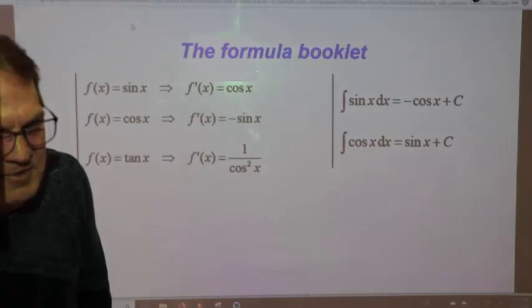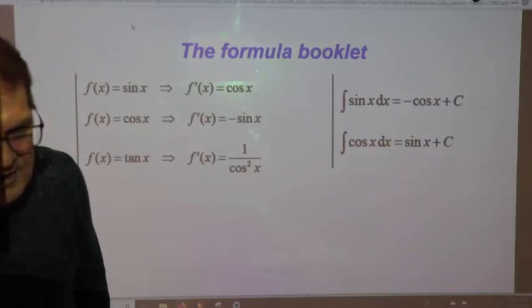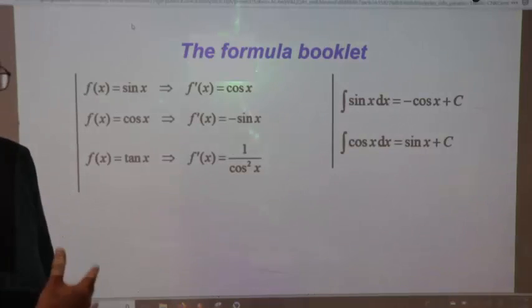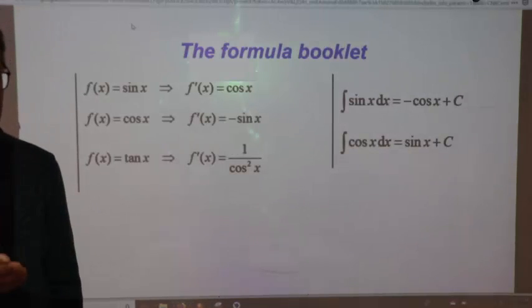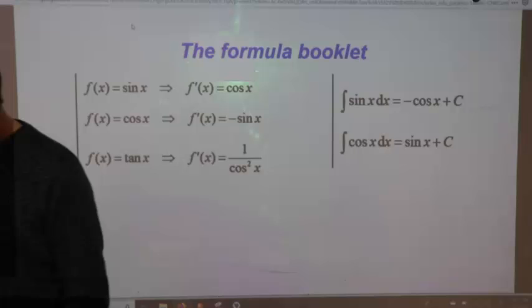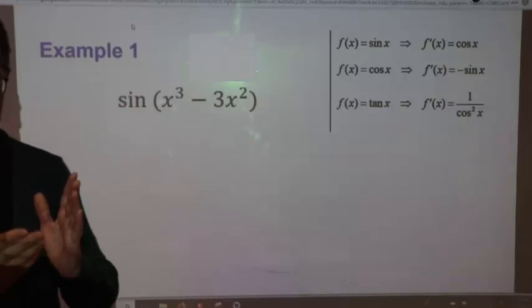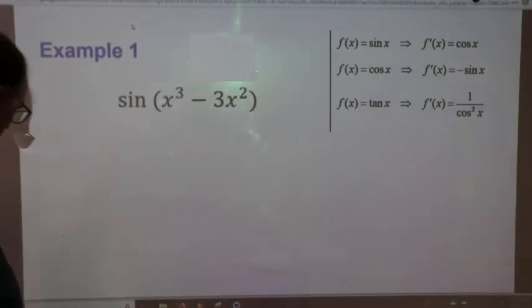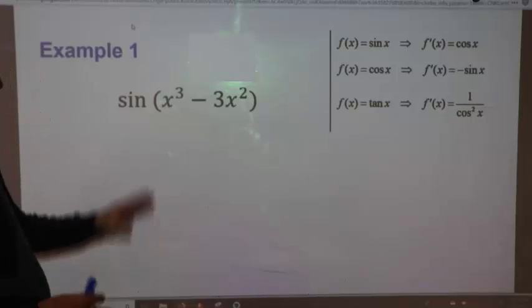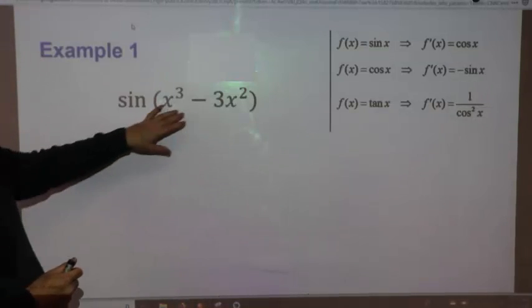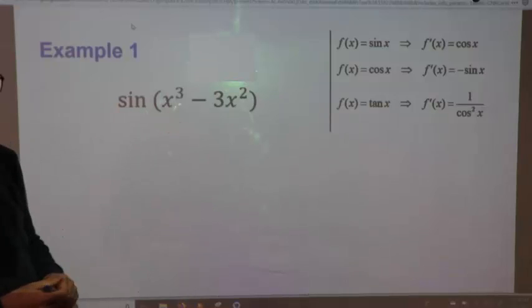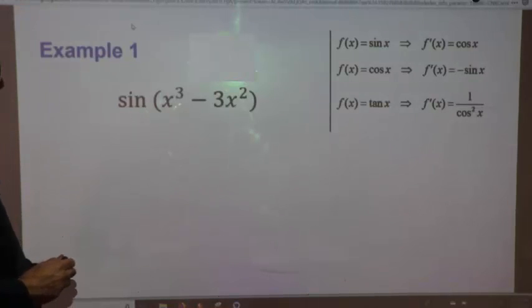Okay? So from there, I'm just going to run through some examples, and stop me if you have a question if I'm going too fast. We'll start off with the sine of x cubed minus 3x squared. I sort of picked a relatively nice one to start with. I haven't picked the simplest one, but you won't see a simple one.